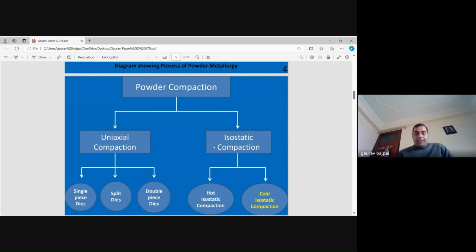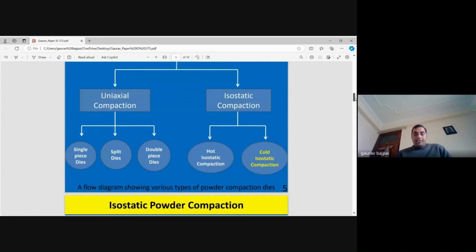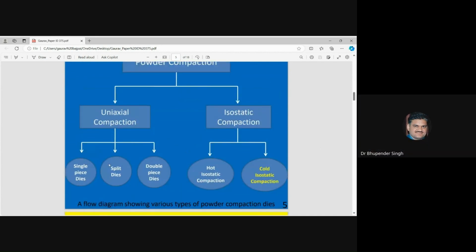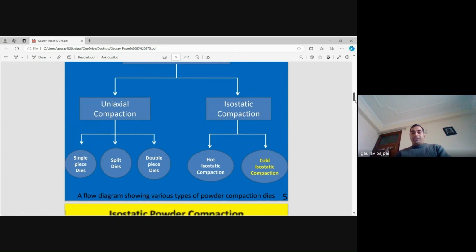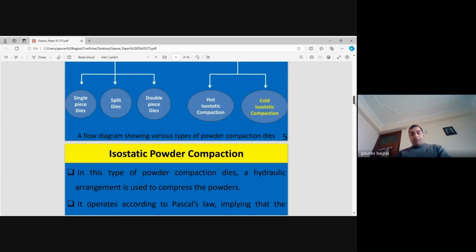Single piece die, split dies, and double piece die. And for isostatic compaction, you can use hot isostatic and cold isostatic compaction. In the single piece die, the split die, and the double piece die, there are a lot of problems regarding porosity and density. But if you use cold isostatic, you can apply the same pressure in all directions. You can achieve a lot of good components for application purposes.